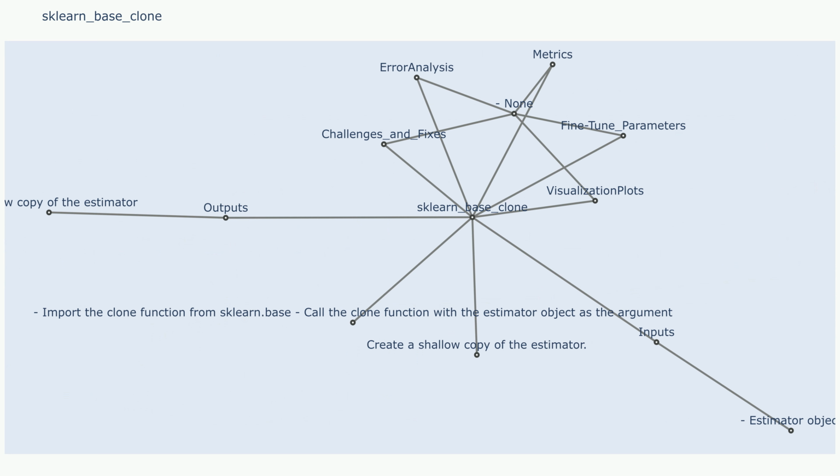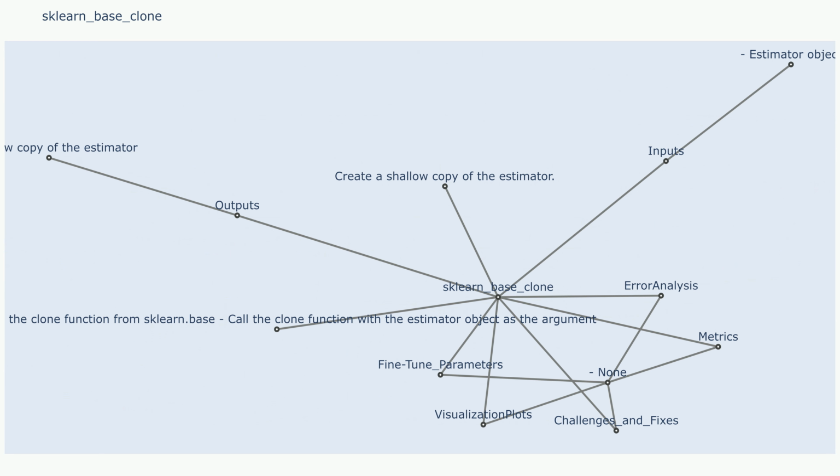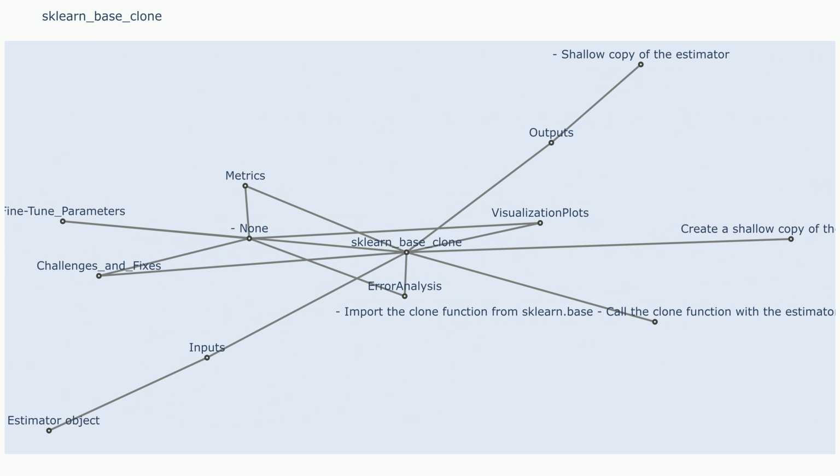Visualization plots. Confusion matrix. A visualization that shows the counts of true positives, true negatives, false positives, and false negatives for a classification model. ROC curve. A plot that shows the trade-off between the true positive rate (sensitivity) and false positive rate (1 - specificity) at different thresholds for a binary classifier. Precision-recall curve. A plot that shows the trade-off between precision and recall at different thresholds.